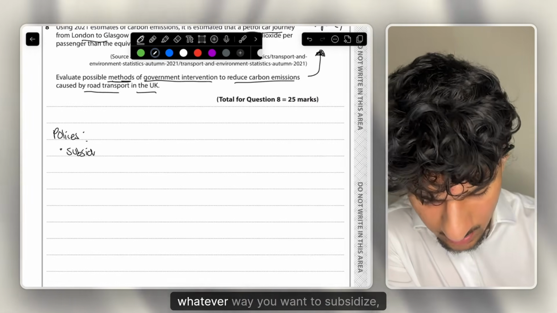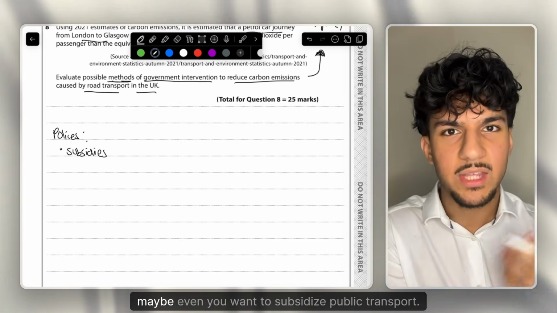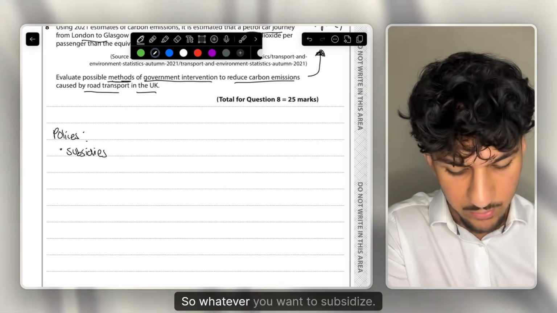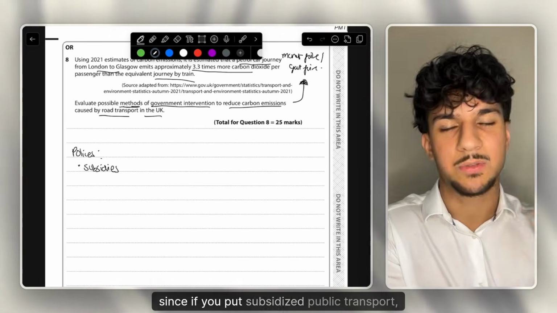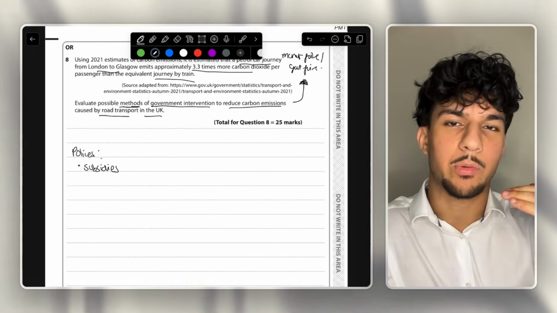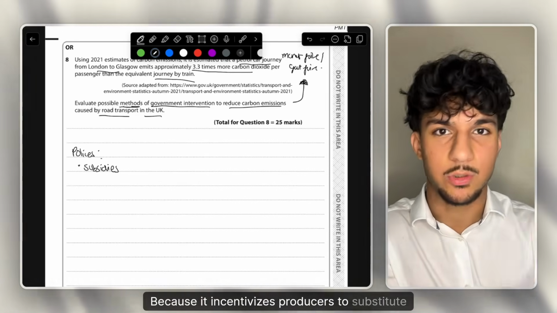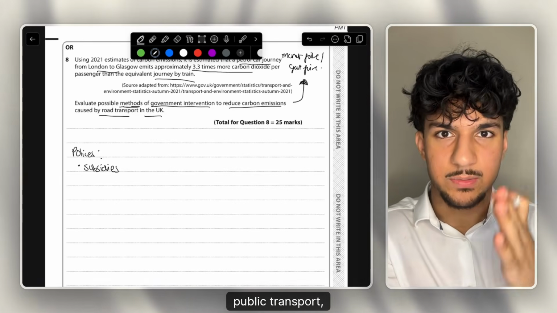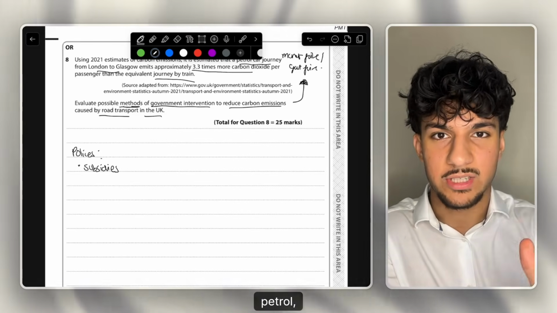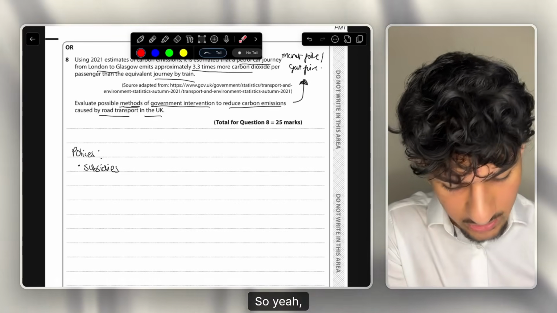So whatever way you want to subsidise. Maybe you want to subsidise new electric vehicles. Maybe even you want to subsidise public transport. If you subsidise public transport, again, due to the inverse relationship of demand, when prices fall, quantity demanded increases. Why? Because it incentivises consumers to substitute away, since public transport, electric vehicles, and petrol and diesel vehicles, so fuel-powered vehicles, are all substitutes of each other. So yeah, subsidies is definitely one.